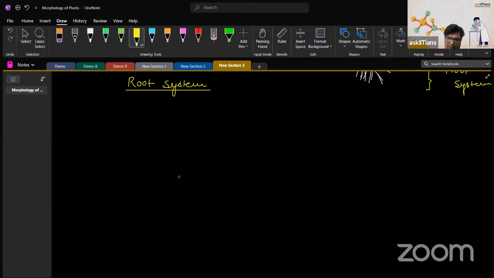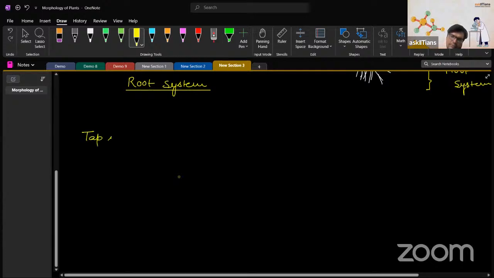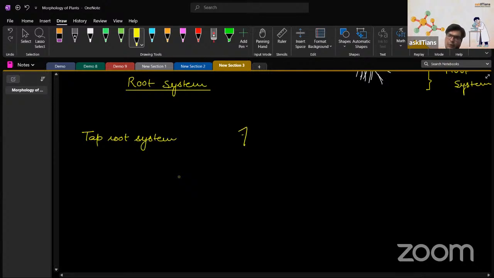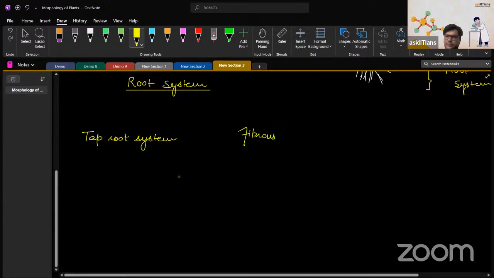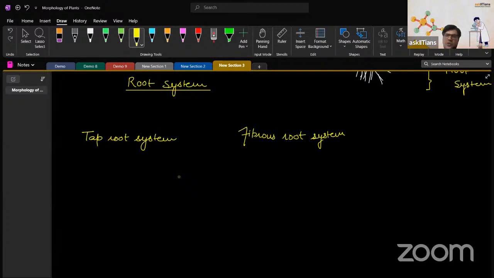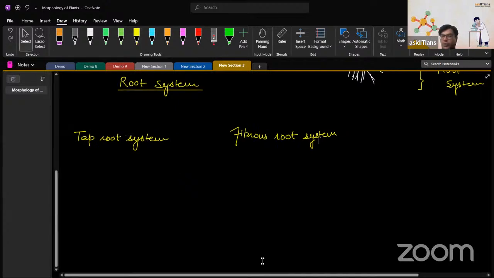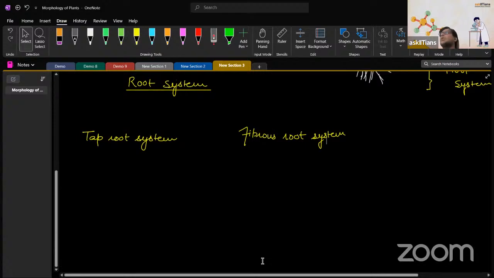So in the root system, we have the taproot system, which is the most common one. Then we have the fibrous root system as well. We also have adventitious roots, which are technically not roots. You need to understand that adventitious roots are roots which don't originate from the root. They are from some other part.